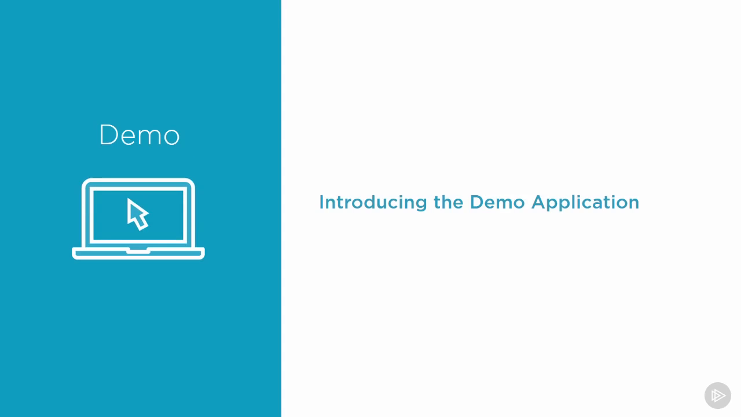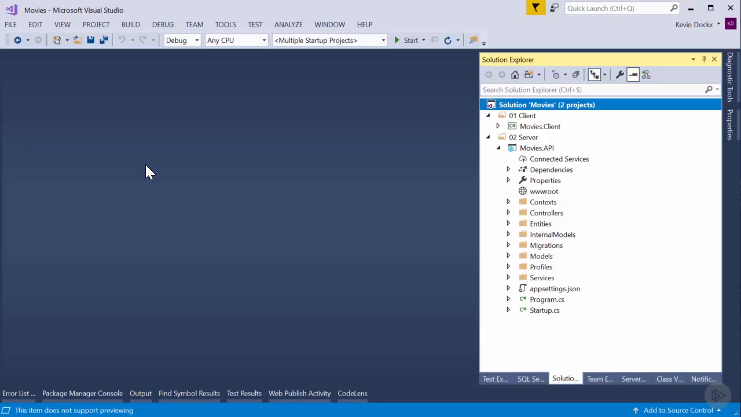In this demo, we'll introduce the demo app we'll be working with. The solution consists of two projects, Movies.client, in which we will add our code, and Movies.api, an API that exposes movies. The API was built with ASP.NET Core 2.1 according to the best practices I've used in my other courses on building APIs with ASP.NET Core. But how the API was built isn't important to us.